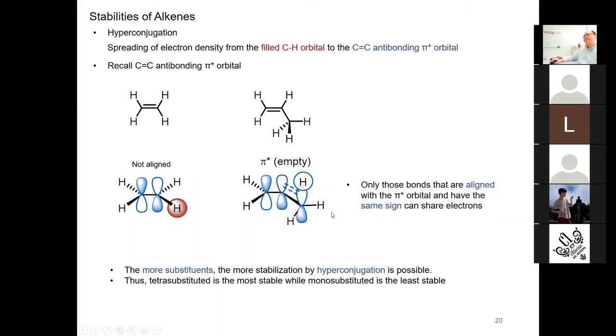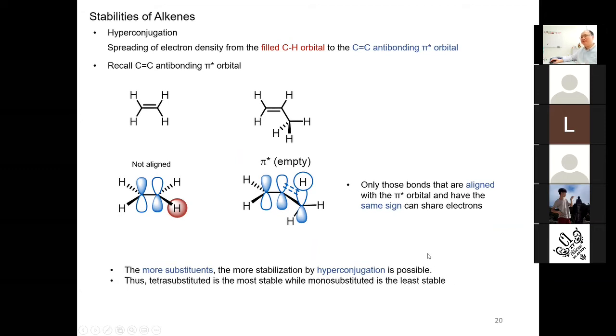This is only one methyl situation, right? The more substituents, the more stabilization by hyperconjugation. That means if you have a methyl here, methyl here, methyl here, then they can all share the filled electron density to the pi anti-bonding orbital. And as we know, if you put electrons on the pi anti-bonding orbital, it stabilizes it and puts the whole energy down. Thus the tetra-substituted is the most stable, while mono-substituted is less stable.